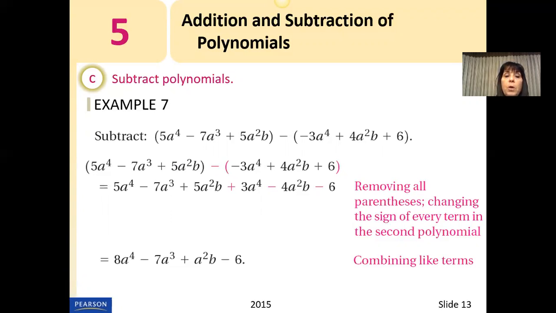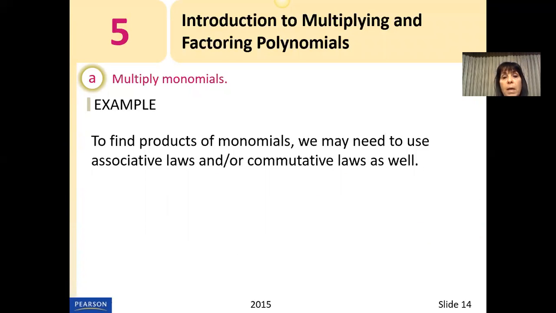Once you do that, you will combine your like terms. So again, the like terms 5a to the 4th and 3a to the 4th become 8a to the 4th. And negative 7a to the 3rd does not have a like term, so it will come down. The 5a squared b minus the 4a squared b, those will be like terms, and you will subtract 5 minus 4, which is a 1. Notice you do not have to write the 1 in front. And then the minus 6 did not have a like term to combine with, so that will come down.